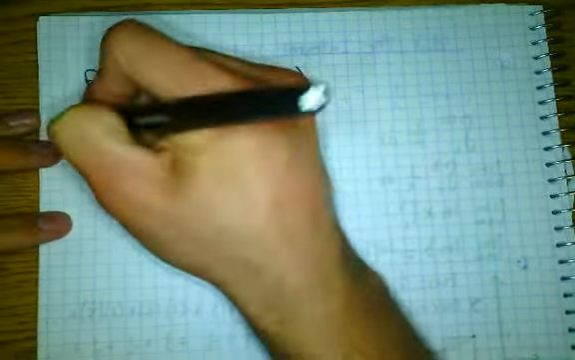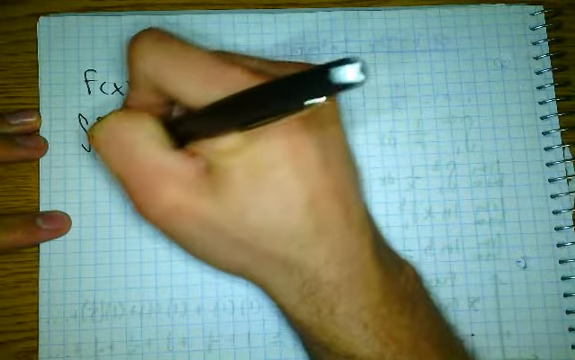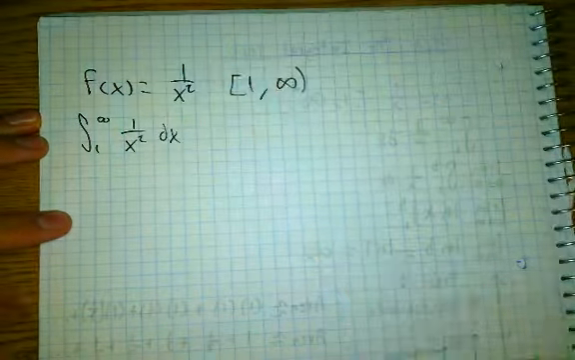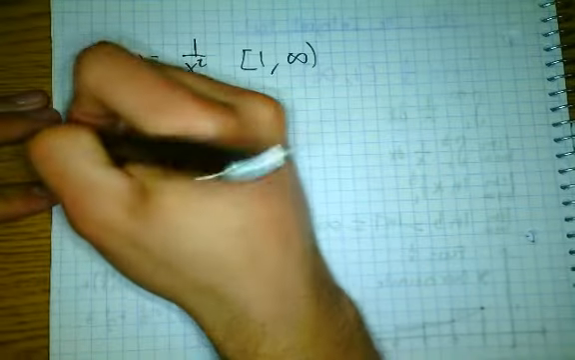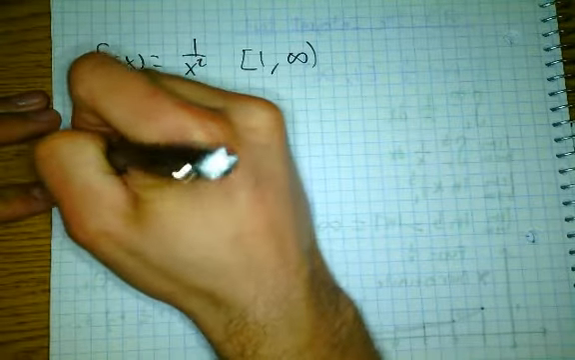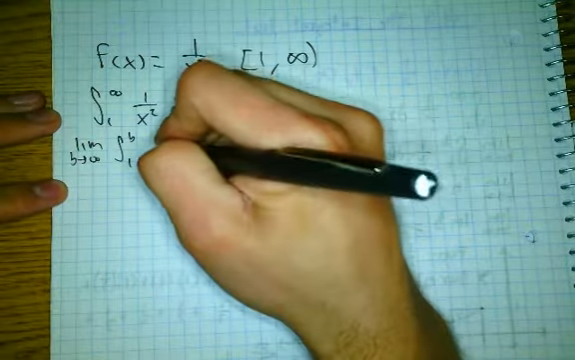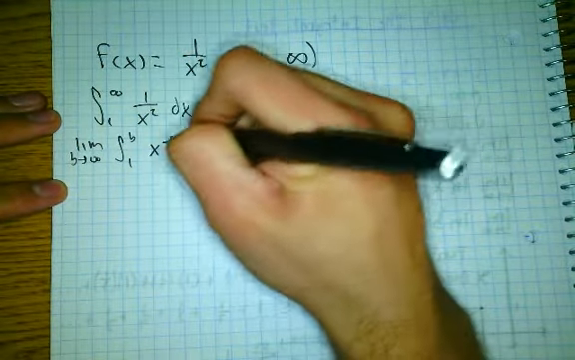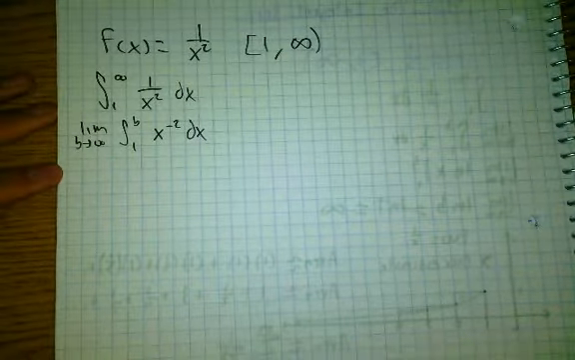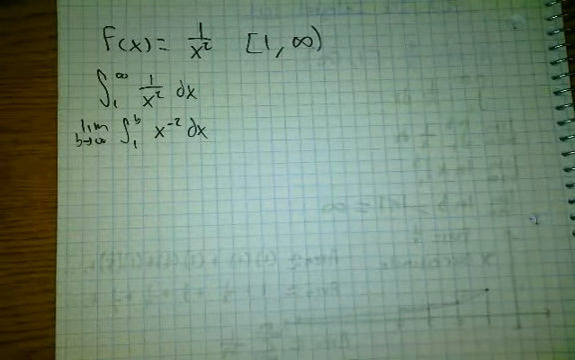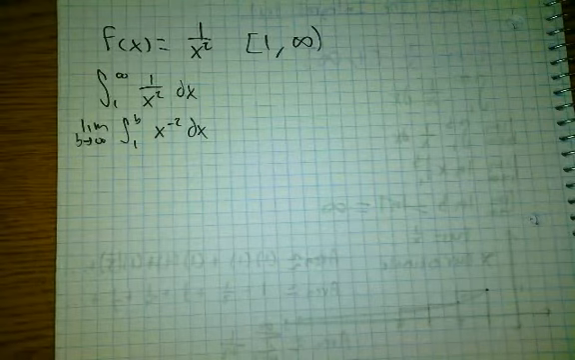Integral from 1 to infinity of 1 over x squared dx. We're going to take the limit as b approaches infinity of the integral from 1 to b, and I'm going to rewrite it just to help you out a little bit, x to the negative 2 dx. Right? You okay with that? Okay, what happens when I integrate this? Negative 1 over x. You guys agree?